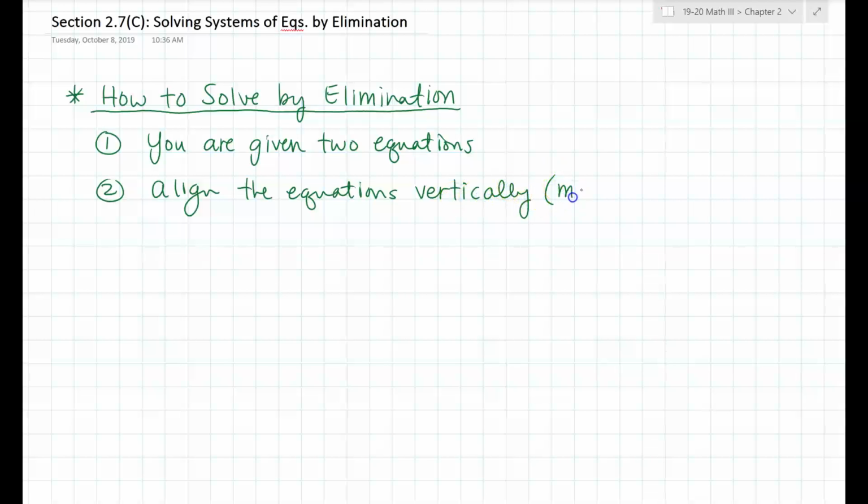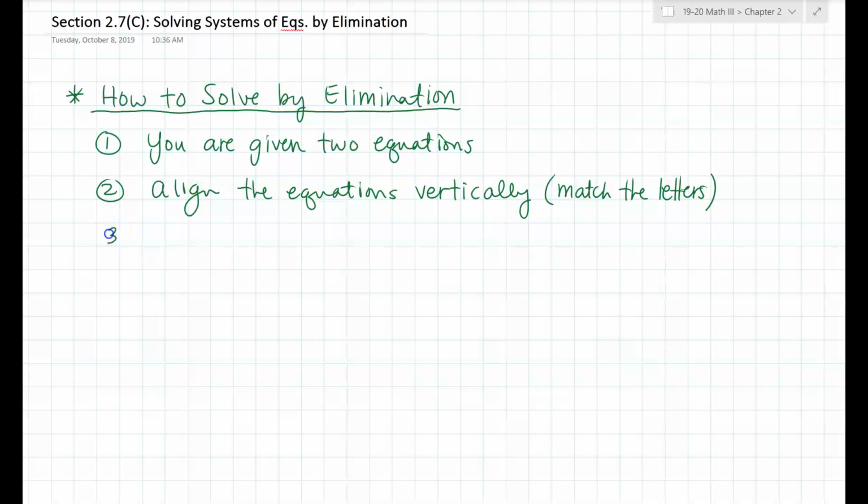Okay, I'm going to put right here, match the letters. Because sometimes they might give you like an x plus y equals 10 and a y plus x equals 13. Well, if the letters are not matching vertically, make them match vertically. Move the stuff around so that they match up, okay? The x's should be aligned vertically. The y should be aligned vertically. Or if they're using a's and b's, then those should be aligned vertically. The numbers that don't have letters should be aligned vertically, okay? Everything has to be lined up nicely. Okay, so align the equations vertically.